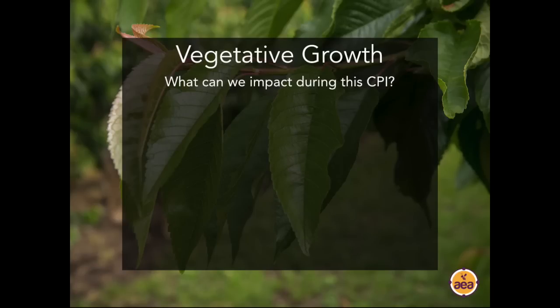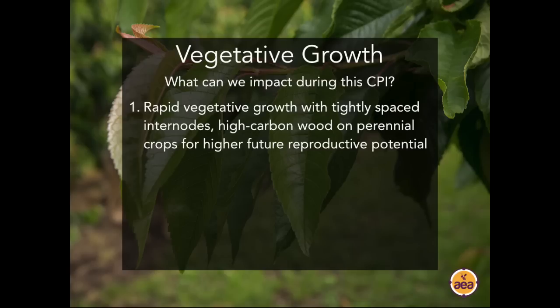Lastly, we've added one to the mix, vegetative growth, because we haven't talked about vegetative growth at this point. We know that all crops go through periods where they have a root flush or a vegetative flush, and the factors that we can influence are we can produce very rapid vegetative growth with tightly spaced internodes, and on perennial crops with what is termed high carbon wood that has a much higher future reproductive potential.